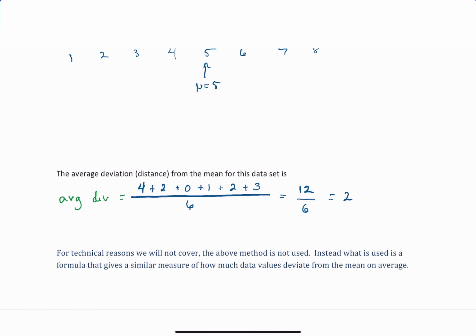Now, for technical reasons we will not cover, the above method is not actually used. Instead, what is used is a formula that gives a similar measure of how much the data values deviate or differ from the mean on average. That said, this is a useful conceptualization to keep in mind as we work with the more complicated standard deviation formula, which we'll start with in the next video.